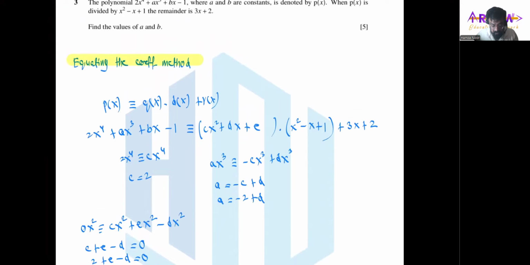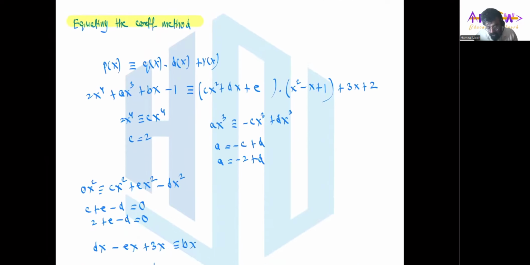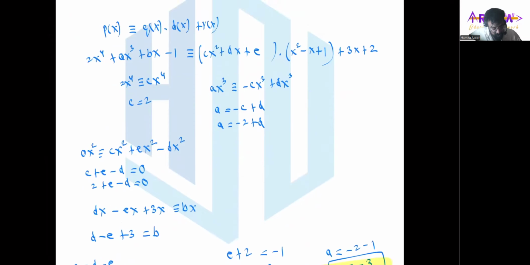And now in the same way, I'm going to compare the term in x. Okay, so now I have to see what are the possibilities to find the term in x. First of all, I can say that e is multiplied by minus x, dx is multiplied by 1, and then 3x is added in the end because the remainder is basically a linear expression over here. So 3x is added in the end. Okay, so therefore I can say that dx minus ex plus 3x is identical to bx. So equating the coefficients, d minus e plus 3 is equal to b.